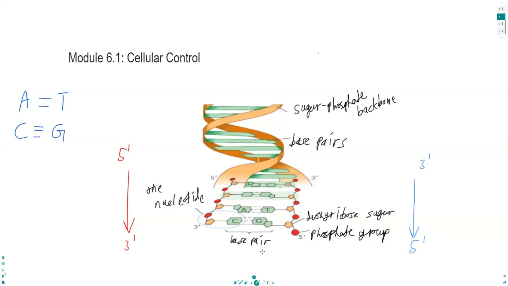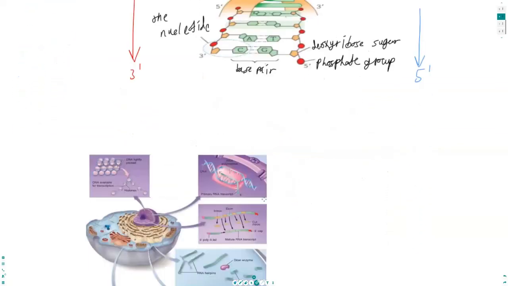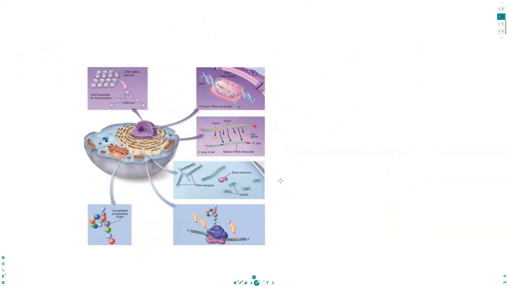Now that we've talked about DNA, let's talk about cellular control, so how genes are regulated. For this, you need your second year text. Let me find the correct page. It says here that we're talking about gene mutations, but anyway, let's go to here first.